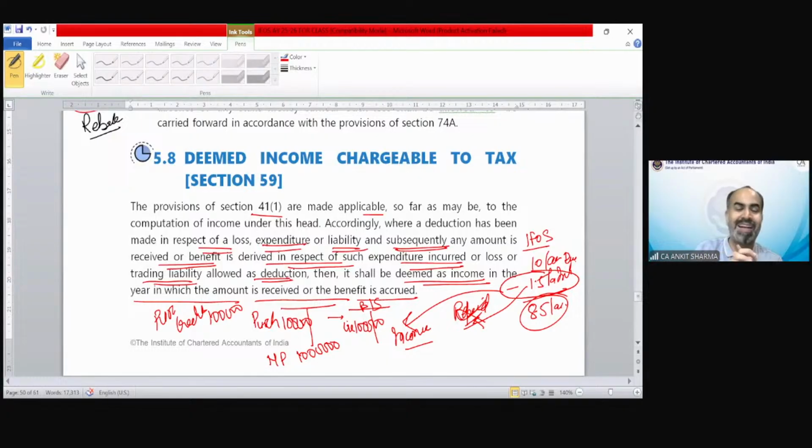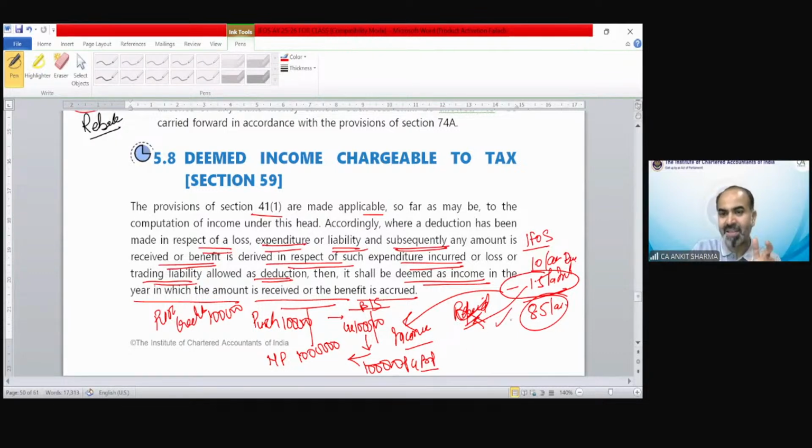Now suppose this creditor has passed away and you need not pay this 1 lakh rupees in future. So this is called your trading liability ceased to exist. This is your trading liability which has ceased to exist. So if we do not need to pay this creditor in future, this is going to be your business income in the year this liability ceased to exist.